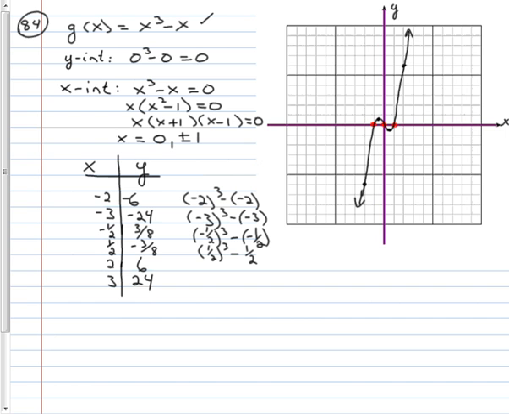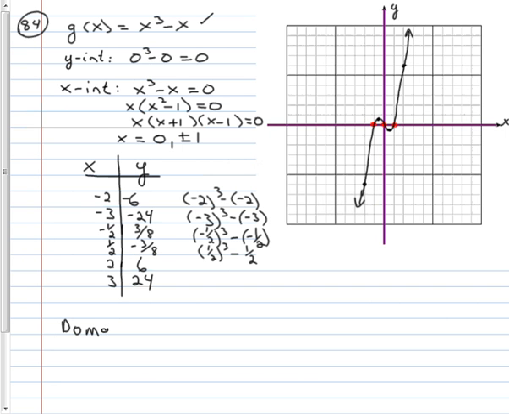There we go. Something like that. That's what this thing looks like. I wonder what the question was. 84. We drew a picture. Sketch the graph. All right. Find the domain and range.